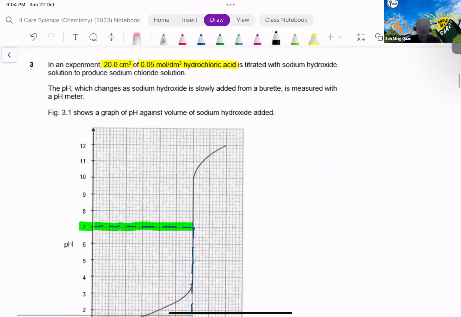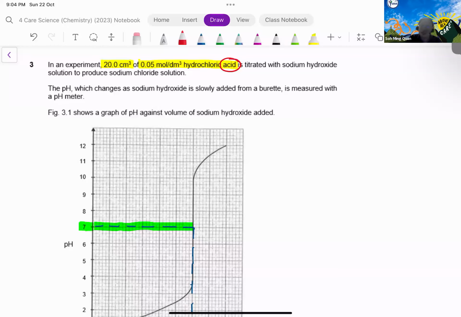Now, question 3 is not difficult. Question 3 is about how pH changes as you add sodium hydroxide slowly to the mixture. All right, so what are you adding? First, you start off with 20 cm³ of 0.05 moles per dm³ HCl. This is acidic hydrochloric acid. You are titrating it against sodium hydroxide to produce sodium chloride solution.